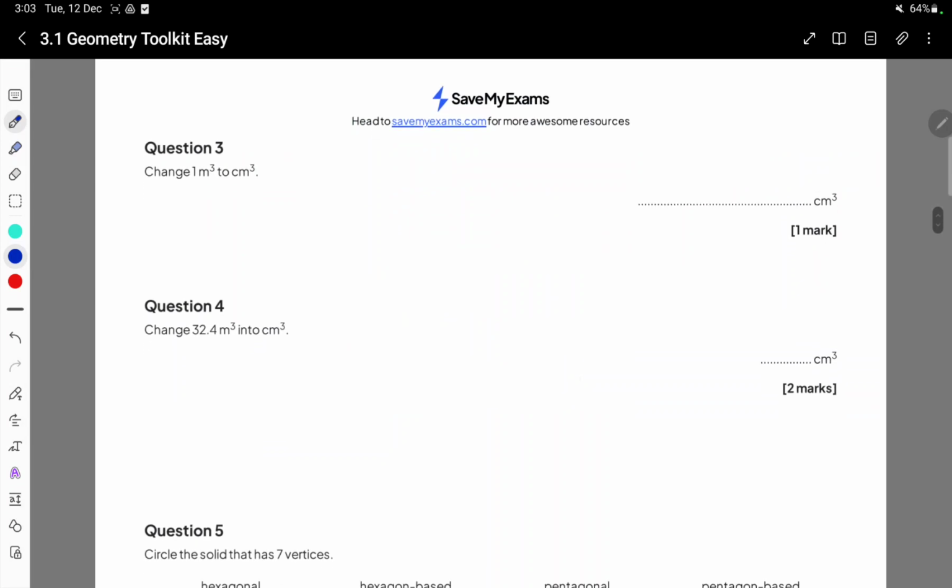Now the third question. We have to change 1 meter cube to centimeter cube. We know that 1 meter equals 100 centimeters. Now 1 meter cube is nothing but 1 meter into 1 meter into 1 meter. Each 1 meter is 100 centimeters, so this is also 100 centimeters, and this is also 100 centimeters. Which means 100 into 100 into 100, that is 100 cube centimeter cube. So 1 meter cube is equal to 100 cube centimeter cube.